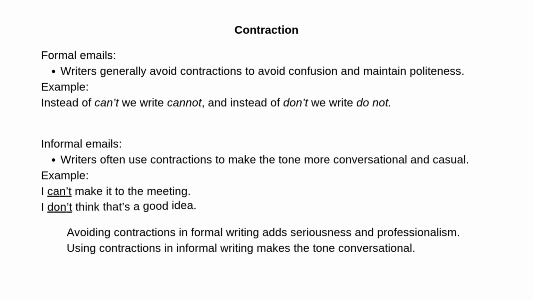Contractions are also important. In formal writing, we generally avoid contractions. Instead of can't we write cannot, and instead of don't we write do not. In informal writing, contractions are very common. For example, "I can't make it to the meeting," or "I don't think that's a good idea." Avoiding contractions in formal writing adds seriousness and professionalism, while using them in informal writing makes the tone conversational.